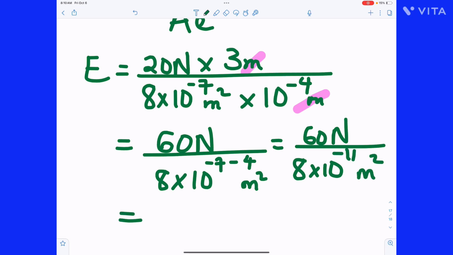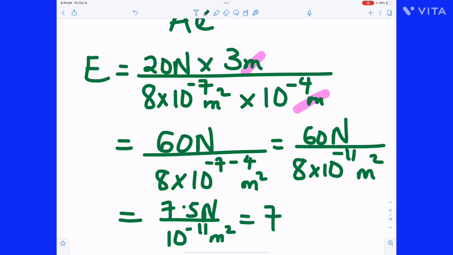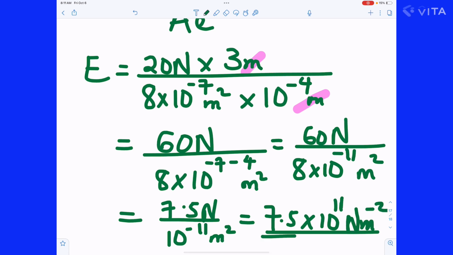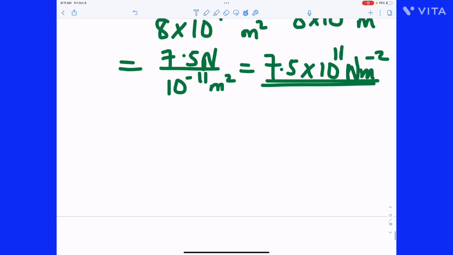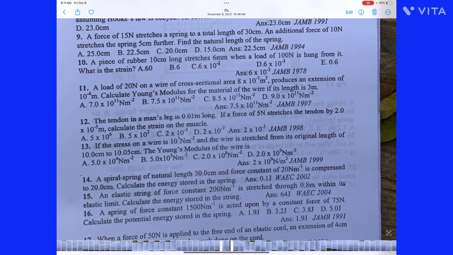So you simplify. What is 60 over 8? I think that's the main division there. 60 over 8 is 7.5. So this is 7.5 newtons divided by 10 raised to the power minus 11 meters squared. That will give me 7.5 times 10 raised to the power minus 11. When you take it up, it becomes plus 11 newtons per meter squared. Your answer for the Young's modulus is 7.5 times 10 raised to the power 11 newtons per meter squared. Take note of that question, very important.